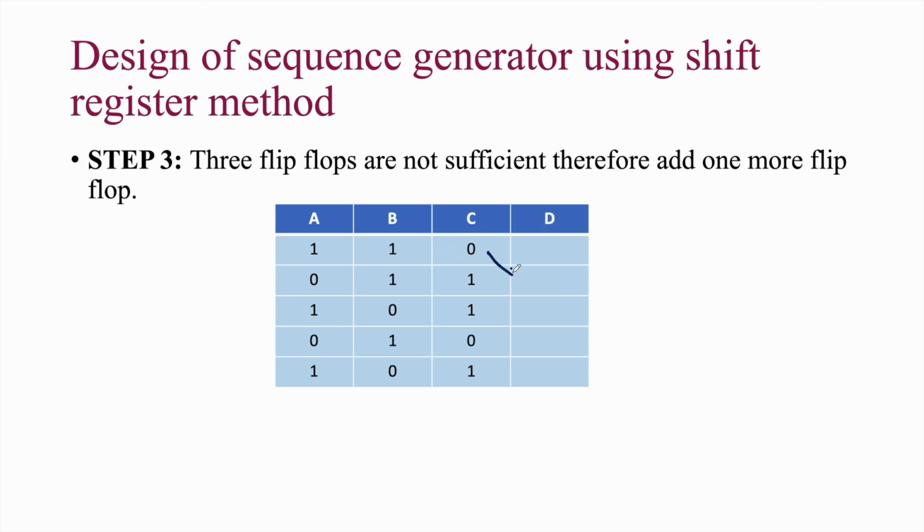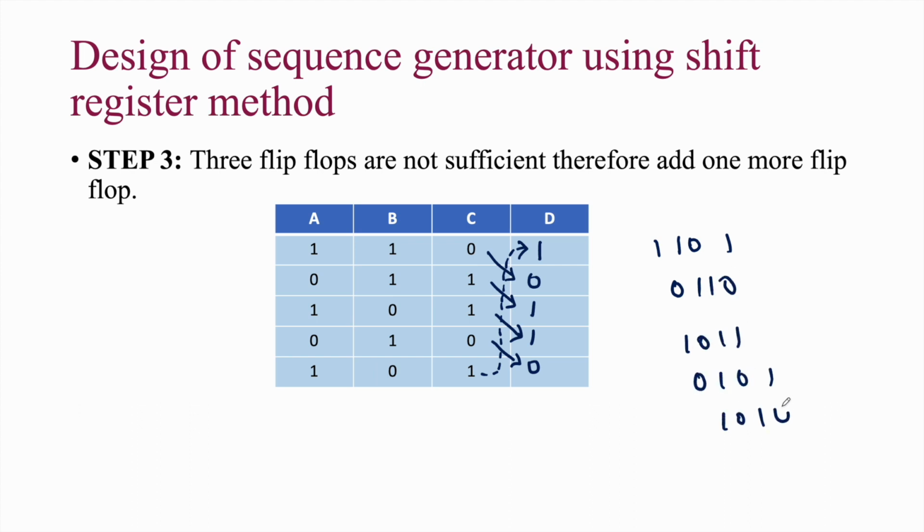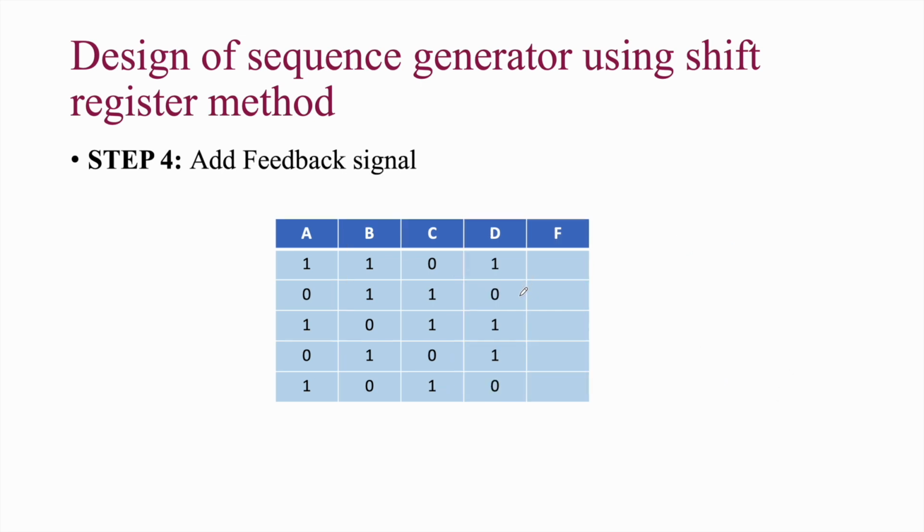Again, the same sequence has to be shifted. So once again, we are shifting this sequence. And again, we have to check whether there is any repetition of states. So now the states are 0, 1, 1, 0, 1, 0, 1, 1, 0, 1, 0, 1, 1, 0, 1, 0. Now we have to check there is no repetition of states. Therefore, 4 flip-flops is enough in order to design. Now the next step is to go for feedback signal. F stands for feedback signal.